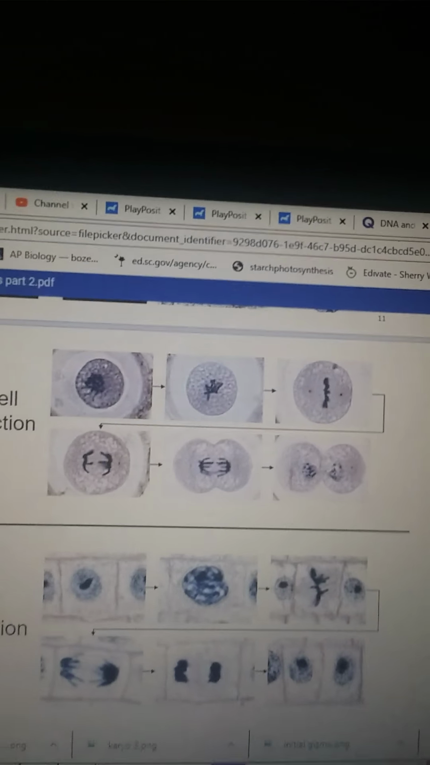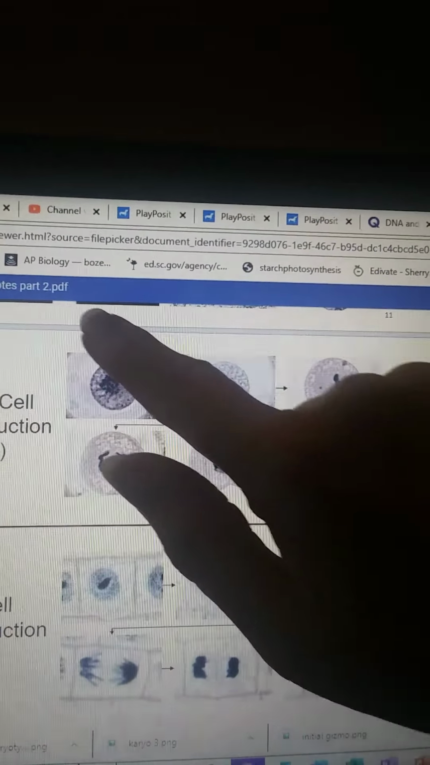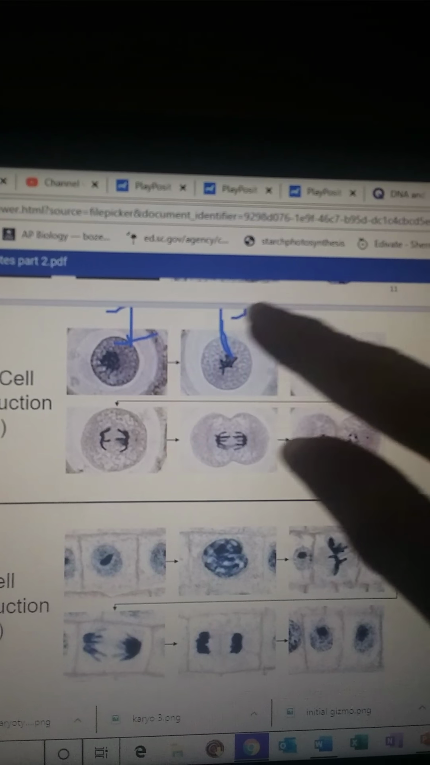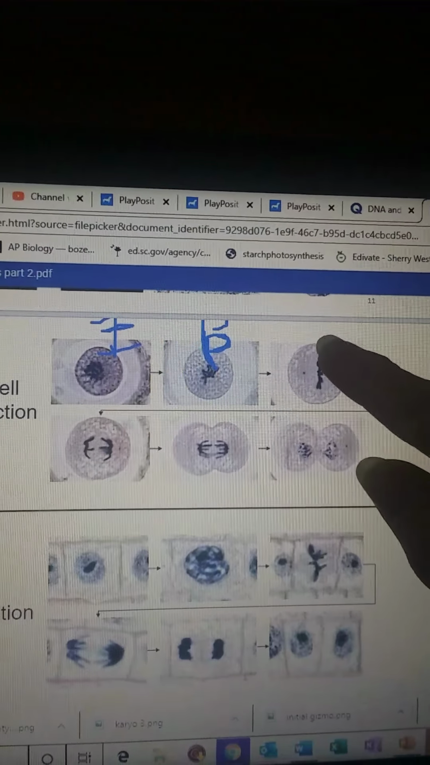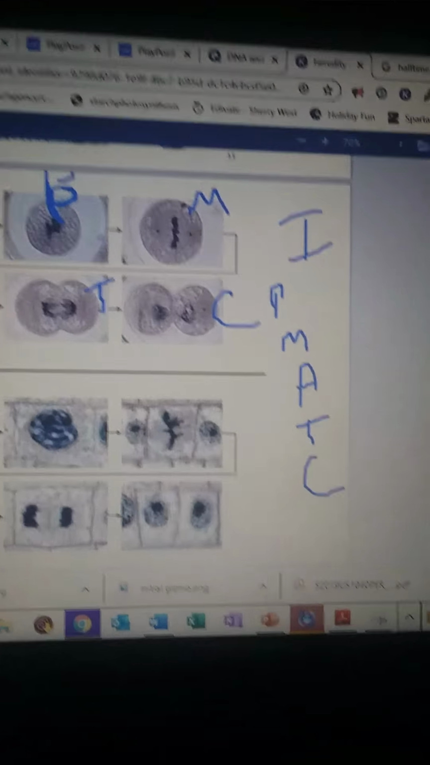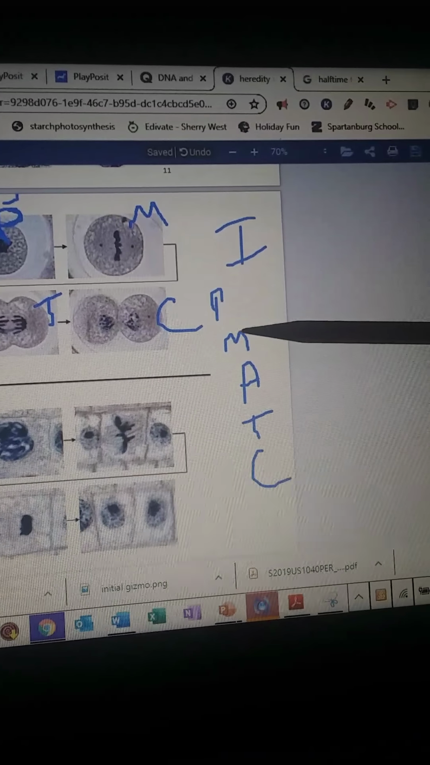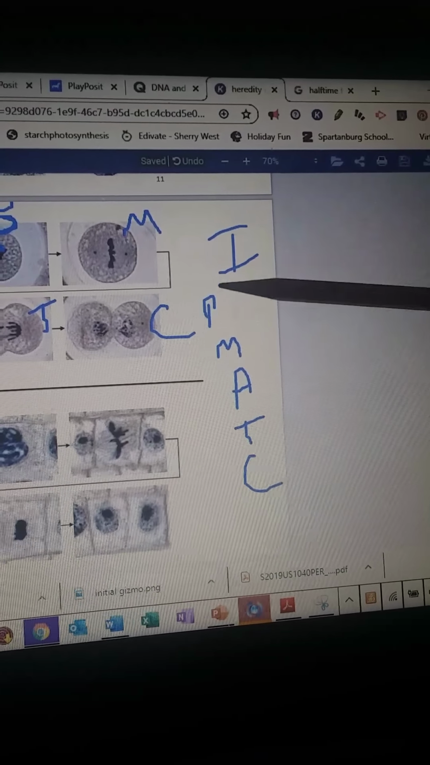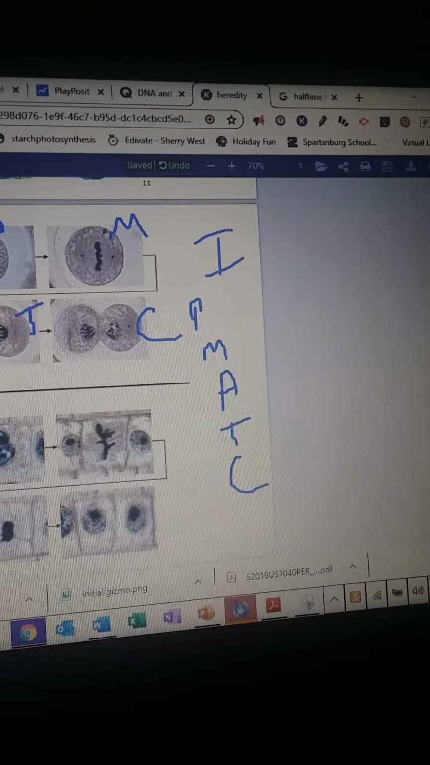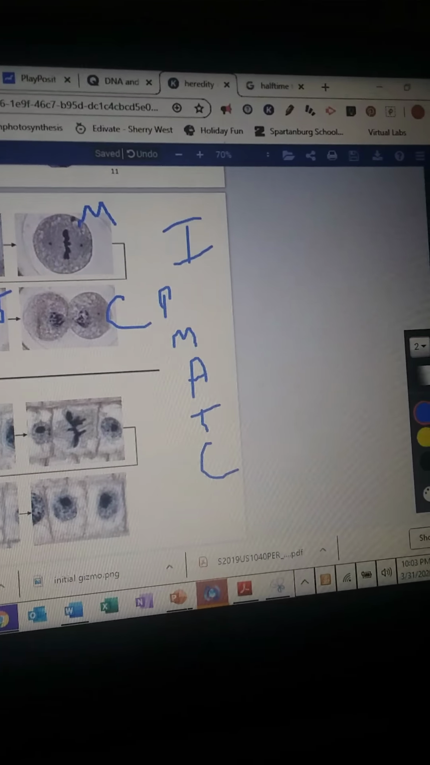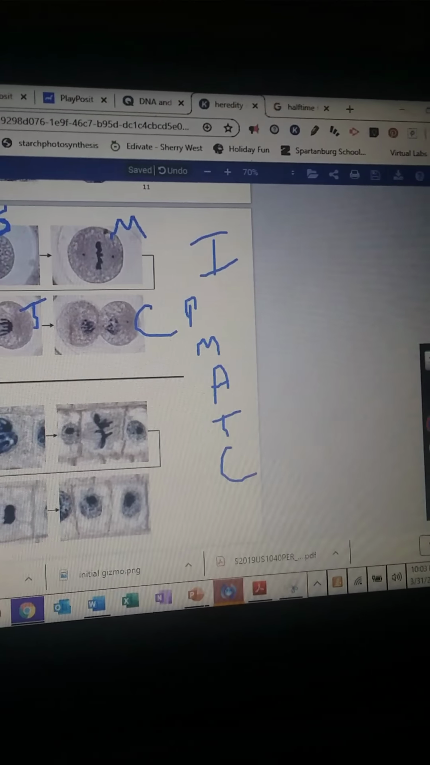So here's the overall order. So this is interphase, prophase. Oh, you can't see that. Metaphase, anaphase, telophase, and cytokinesis. So I, and then P, M, A, T, and C. These four are mitosis. So you can remember that by saying, please make a touchdown. So prophase, metaphase, anaphase, telophase. So to prepare for that, you have interphase. To separate them completely, cytokinesis at the end.